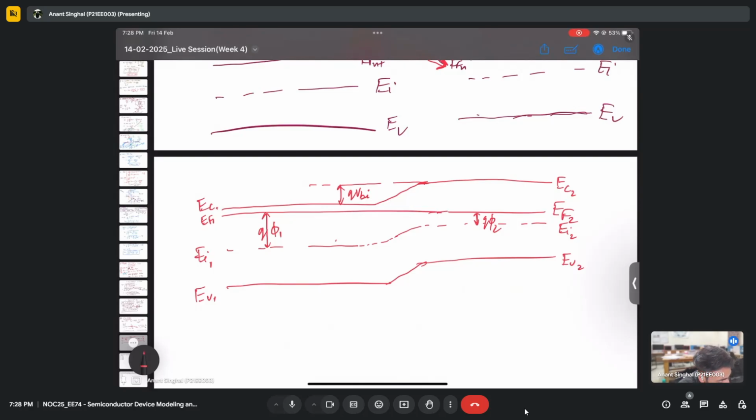The Fermi will always be above the EI because both are n. So this is n plus, this is n. Okay. So anyone else having any doubts in this band diagram, please let me know here only. Otherwise, there is no point of having these live sessions. Please, everyone, try to be interactive. I don't want to take names.